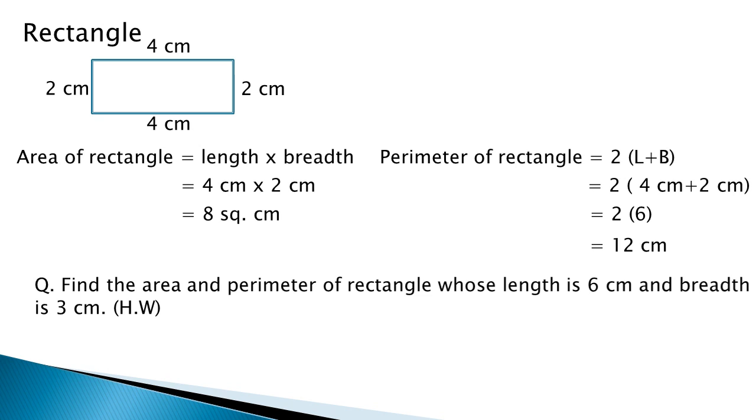So this way we got the answers of area and perimeter. Now there is a question for you. Find the area and the perimeter of a rectangle whose length is 6 centimeter and breadth is 3 centimeter. This is the homework for you. You try at home. Okay, let's see the next one.